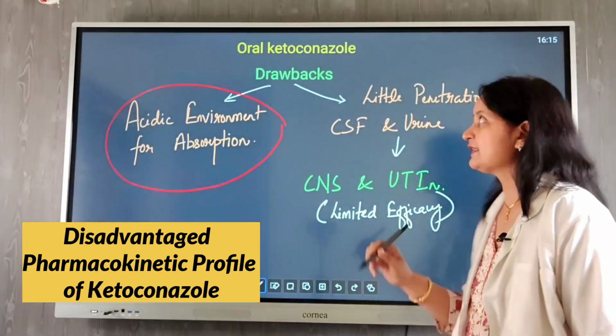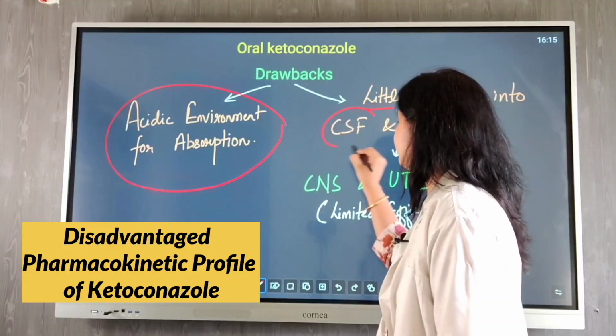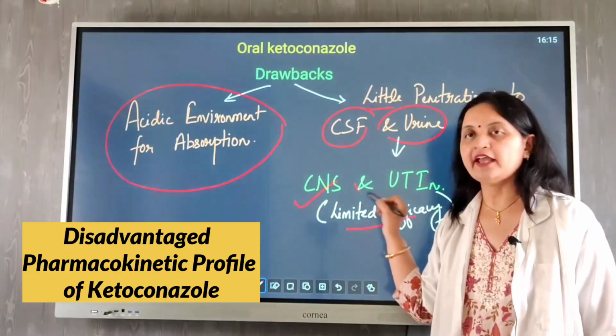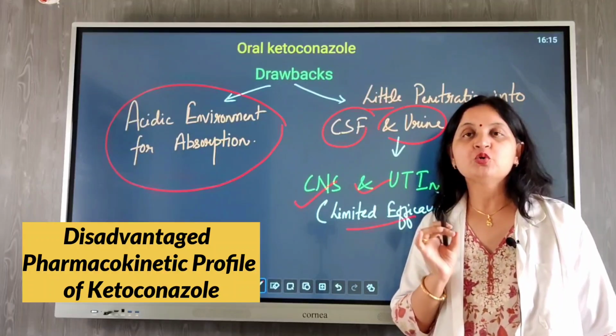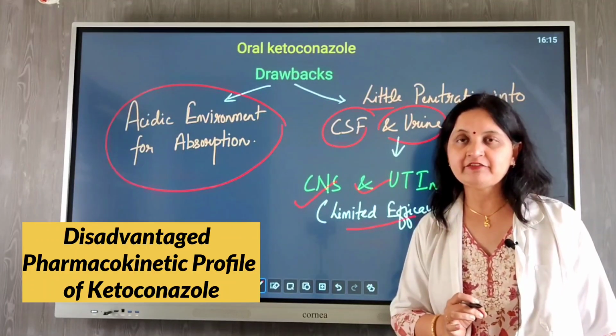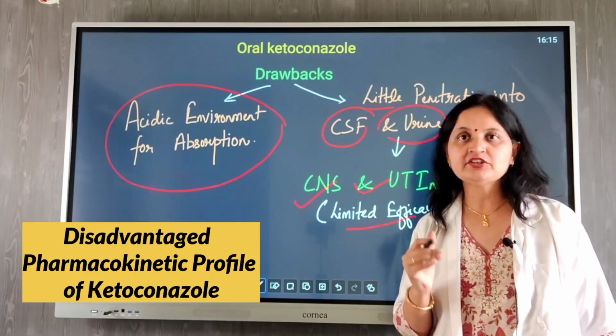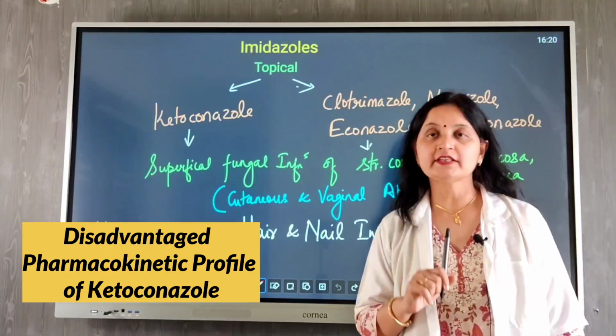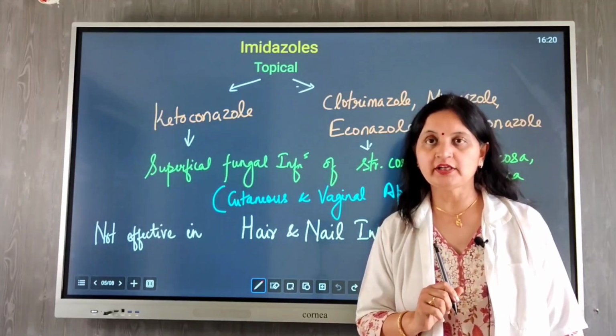Secondly, ketoconazole has little penetration into the CSF and urine. Therefore, it has limited efficacy in CNS and urinary tract infections. So ketoconazole is not an effective drug in the treatment of meningitis, CNS infection or urinary tract infections. We have seen the drawbacks of oral ketoconazole.